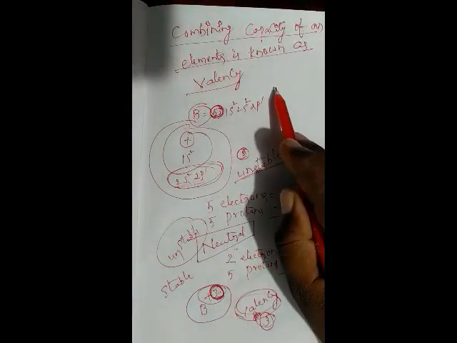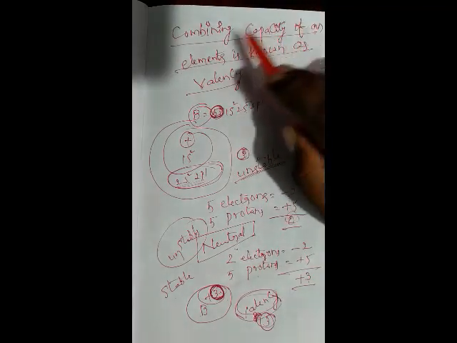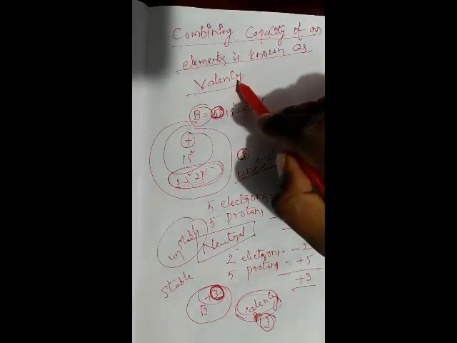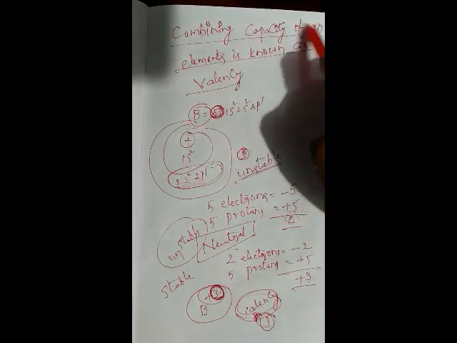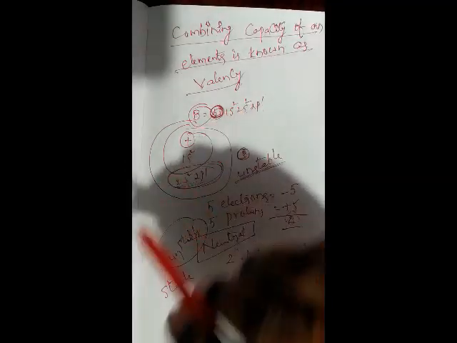Next, the original definition of valency: the combining capacity of an element is known as valency. The combining capacity of an element is known as valency. That is the definition of valency.